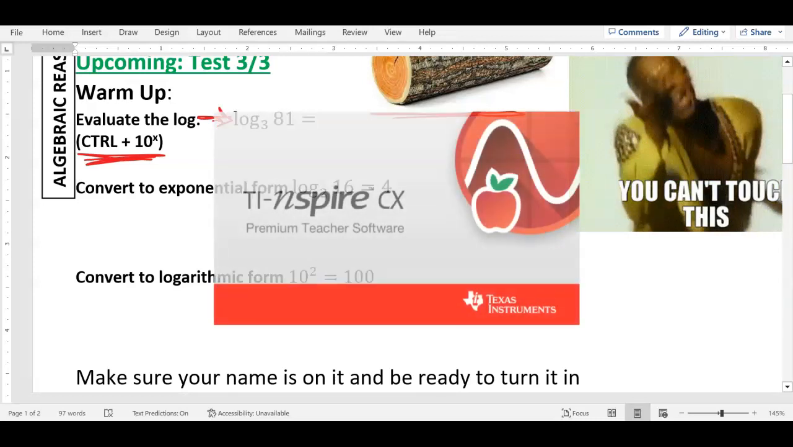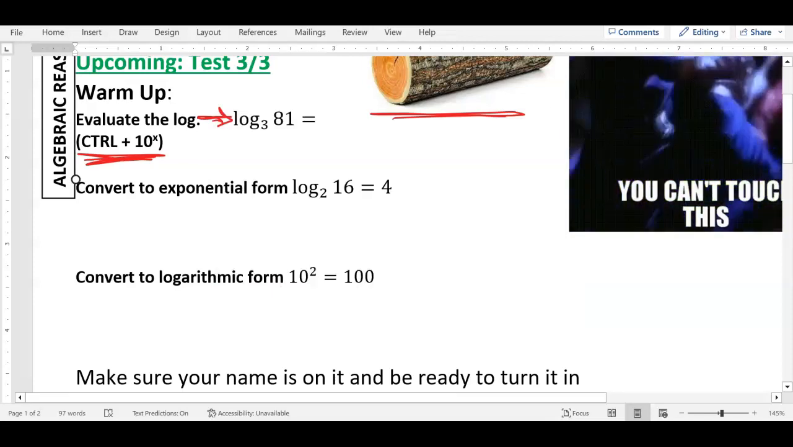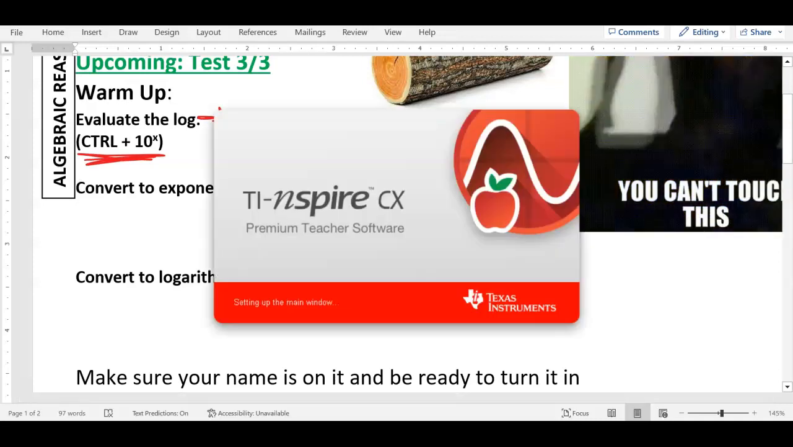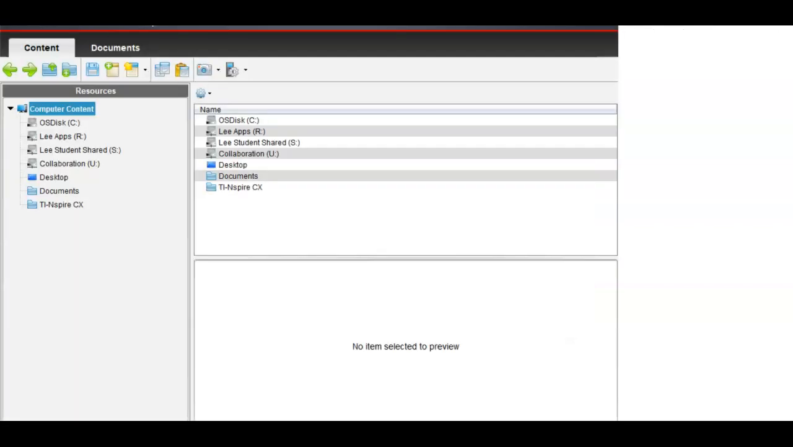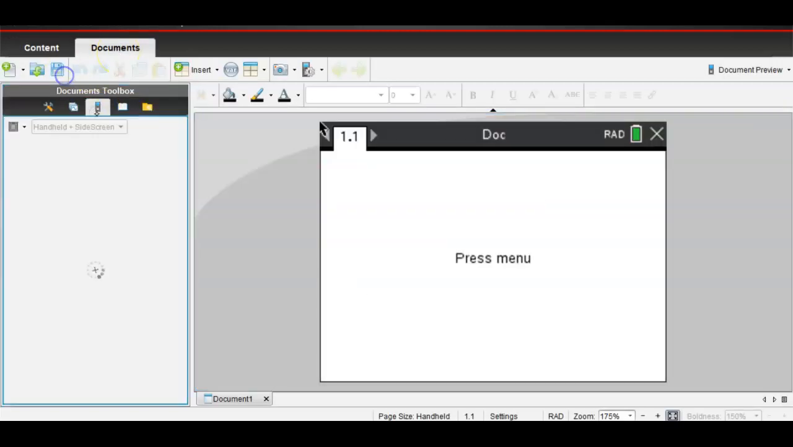By the way, it is Friday, so after this warm-up, turn in your warm-up, so make sure your name's on it, make sure Monday you put holiday, make sure you put absent on the days you were absent, okay? And my calculator is still loading. Okay, here we go. Documents.